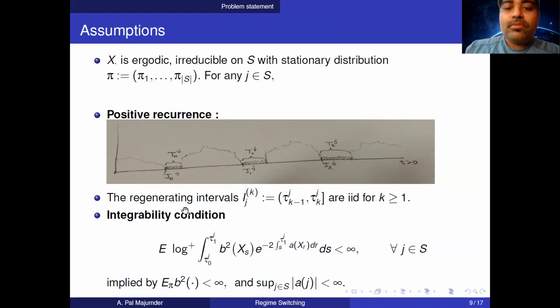So we also assume an integrability condition, which looks bad, but it is strongly implied if we assume these two assumptions, which are not very difficult to assume and hold for most of the cases that we consider. So let's look at the result.